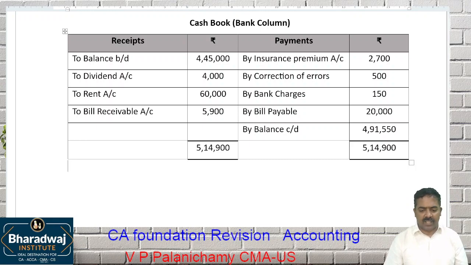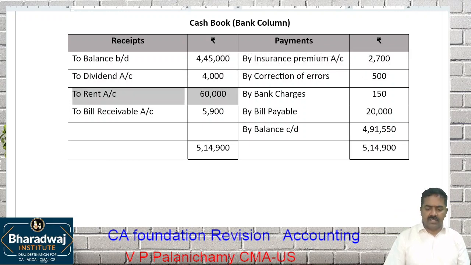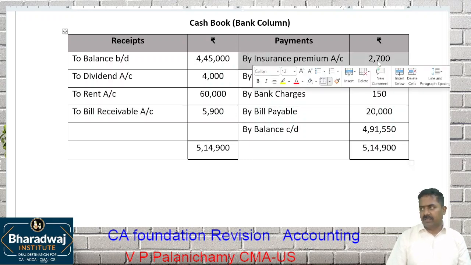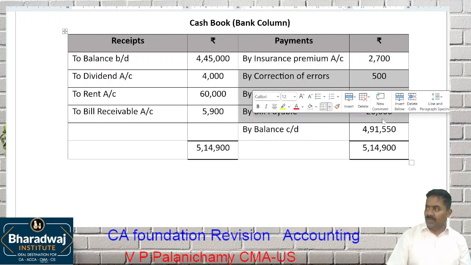If you take 4,45,000: dividend received by the bank, they have added, let us also add it. Rent received by the bank, let us also add it. Bills receivable collected by the bank, let us also add it. Insurance premium paid, banker has deducted, let us also deduct it. And similarly, we have to take the full.